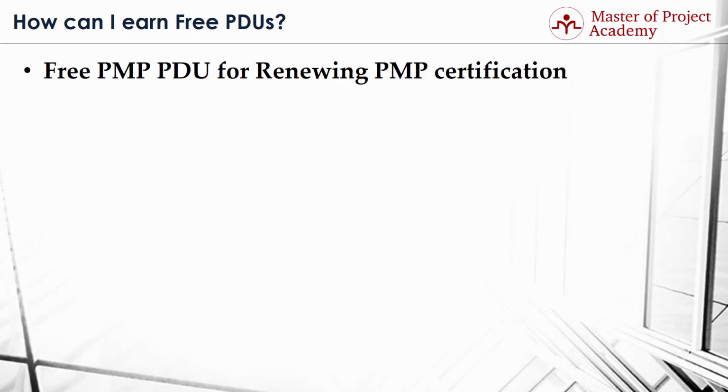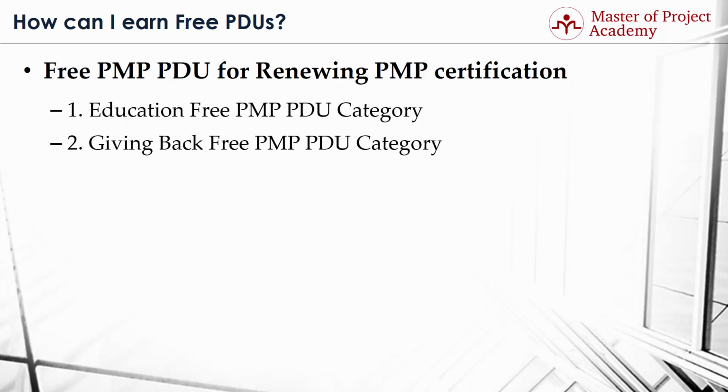There are 2 main categories for earning a free PMP PDU: 1. Education free PMP PDU category, and 2. Giving back free PMP PDU category. You must earn at least 35 PDUs from the education category, and there must be at least 8 PDUs from each category of the PMI talent triangle, which are technical, strategic, and leadership.